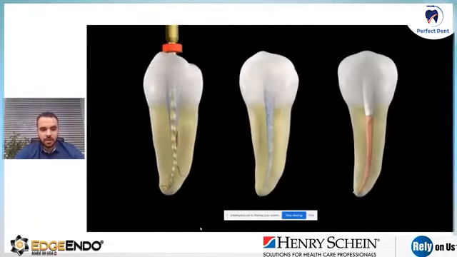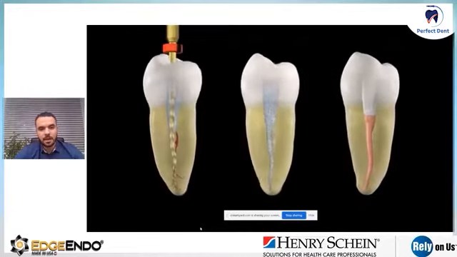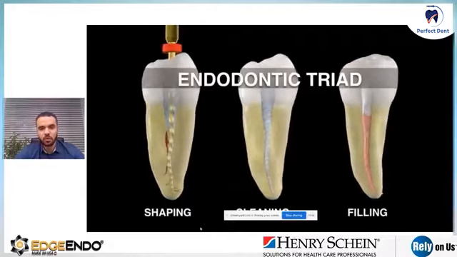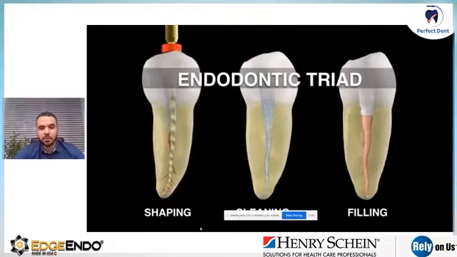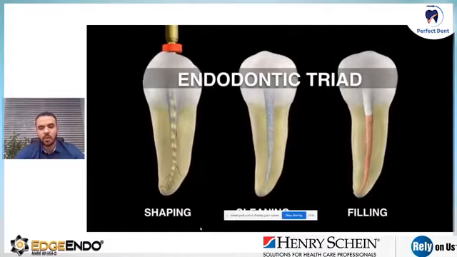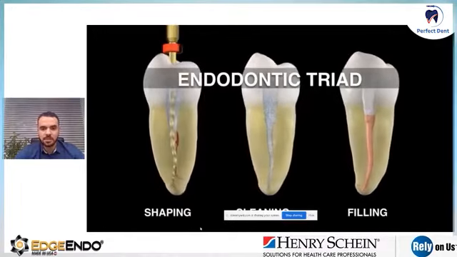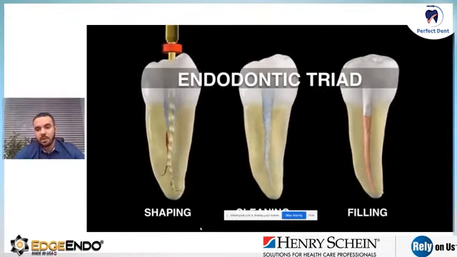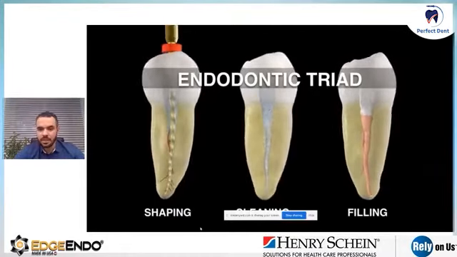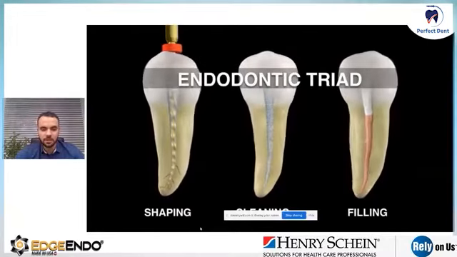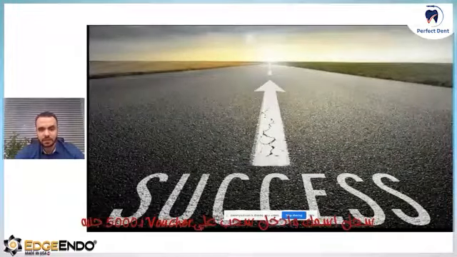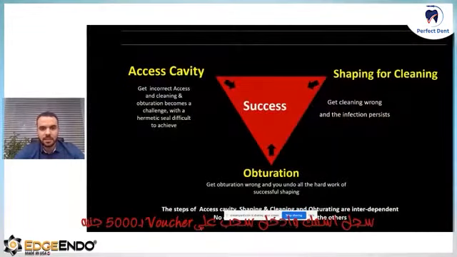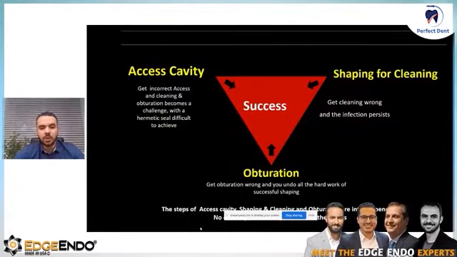The endodontic triad: shaping of the canal to allow irrigation to go deeper to the apical third and penetrate the dentinal tubules to eradicate the bacteria or bacterial biofilm from the complex of the root canal system, and after that sealing the 3D complexity of the root canal system by 3D filling apically, coronally and in the middle third, apical, lateral and coronal. The way of success depends on the endodontic triad: access cavity, shaping for cleaning, and obturation.